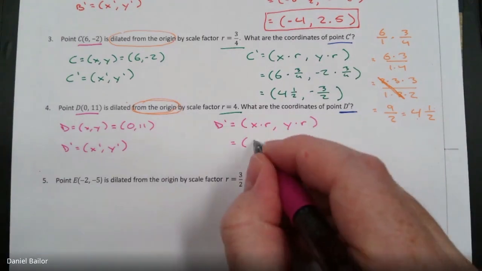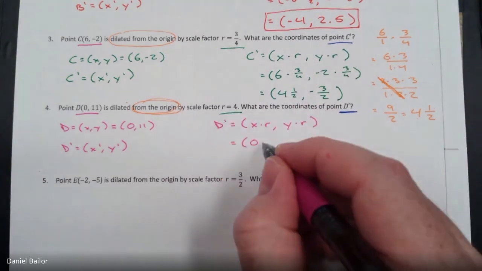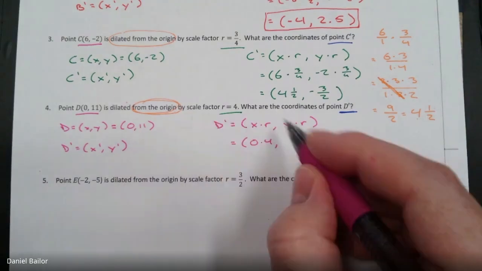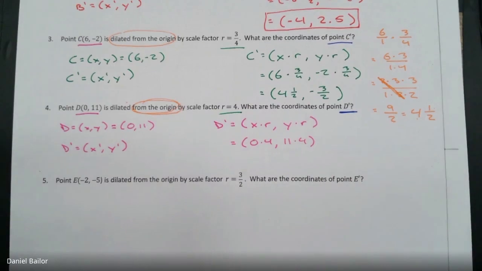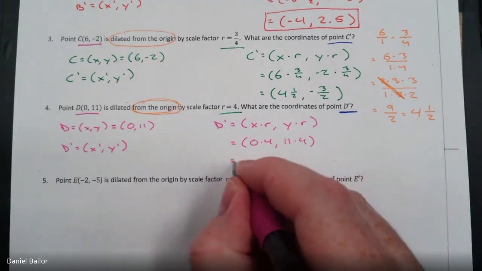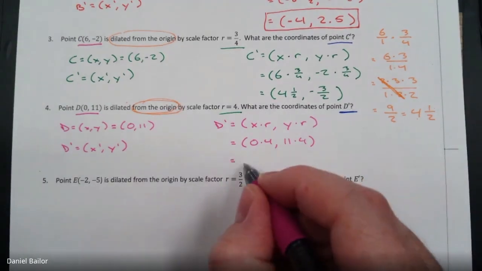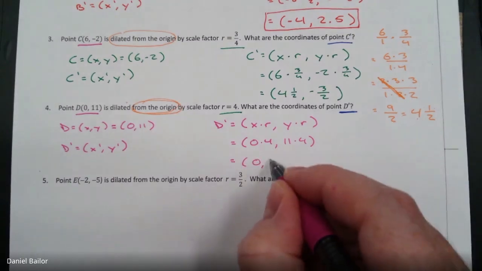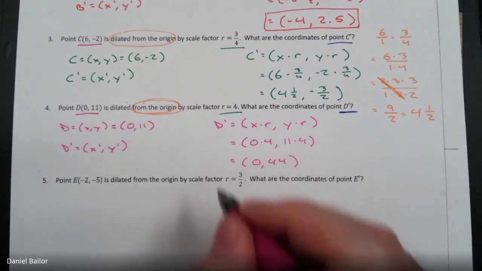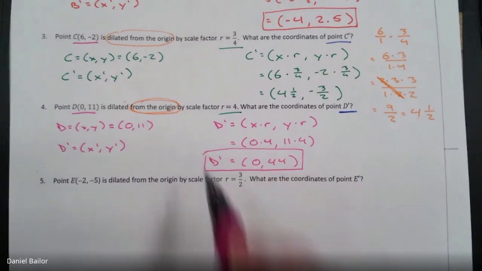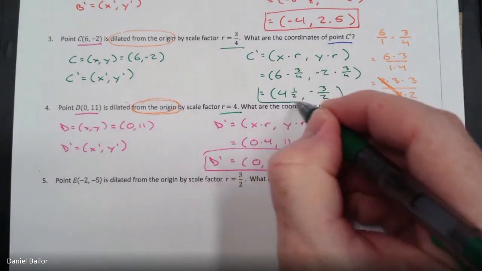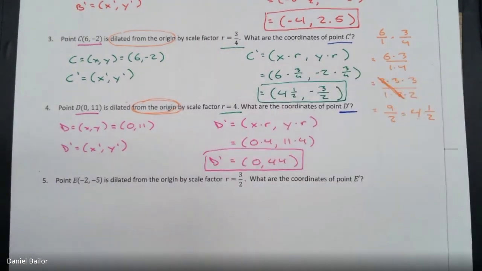X is 0, and r in the question tells us it was 4. Y is 11, and r again is still 4. Now this is not multiplying fractions, so you should be able to do this pretty simply. 0 times 4 is 0. 11 times 4 is 44. So D prime, the coordinates of D prime, are 0, 44. Simple as that. Just remember the scale factor changes everything.